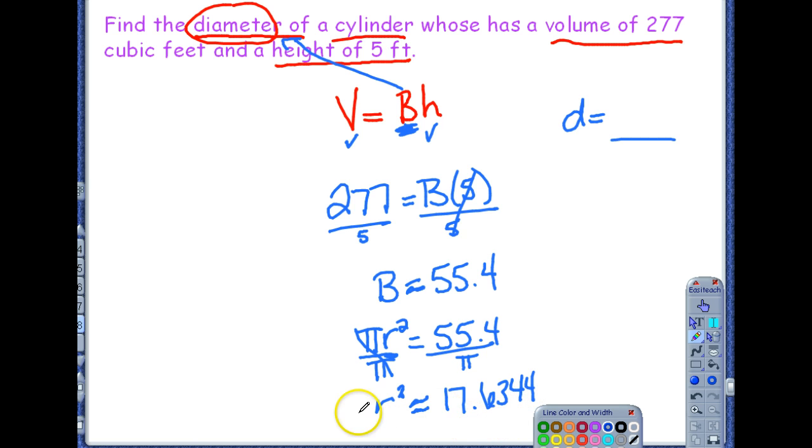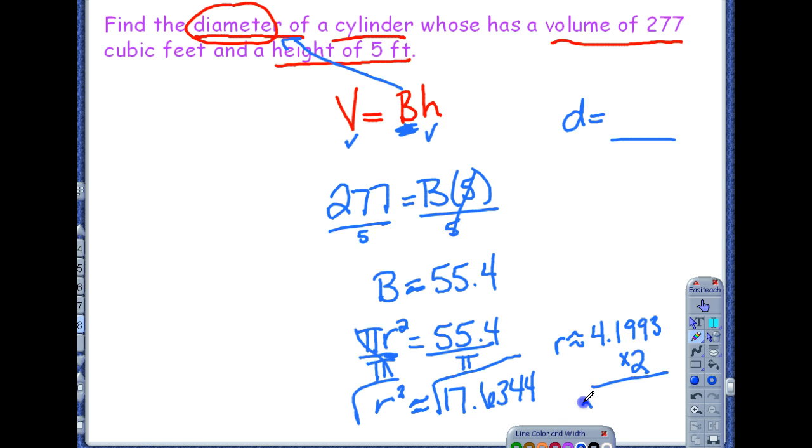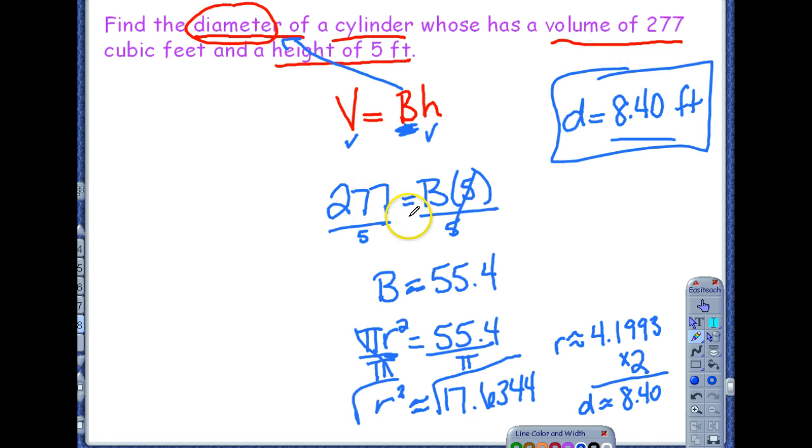We've gotten really good at this. I'm going to take the square root because I'm undoing a square, not a cube root. So I'm going to take the square root using the answer recall button, and the radius is approximately 4.1993. And then we said to get the diameter, we're just going to take that times 2. And then the diameter ends up being, if we're rounding to the hundredth, 8.40. So this is in feet. 8.40 feet. Love it.